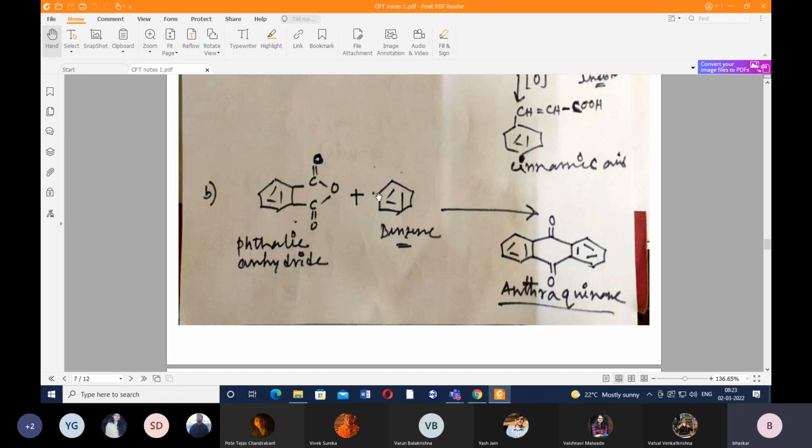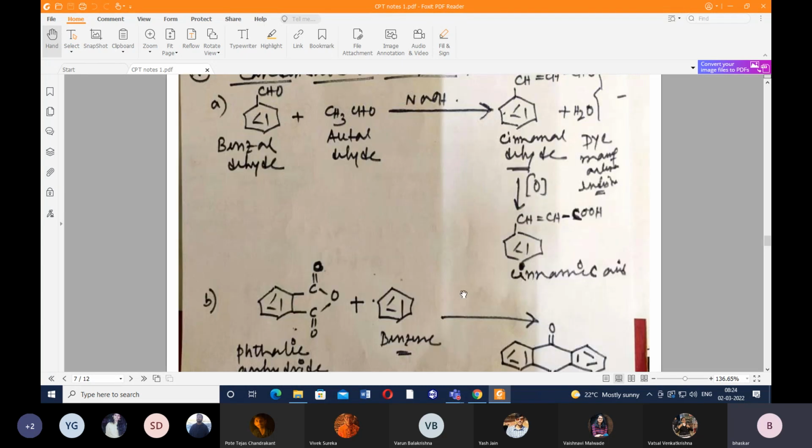So here two hydrogen atoms, one hydrogen atom attached to this carbon and another hydrogen atom attached to this carbon, will interact with this oxygen atom, producing H2O. And what would be the main product of this reaction? The main product of this reaction would be anthraquinone. Okay, so this also comes under condensation reaction.